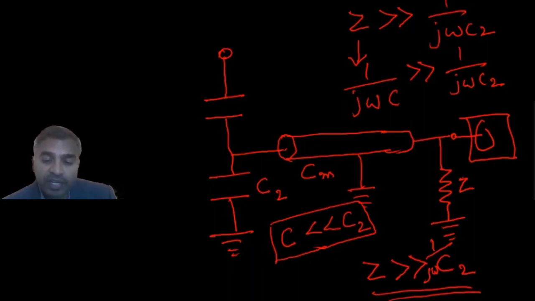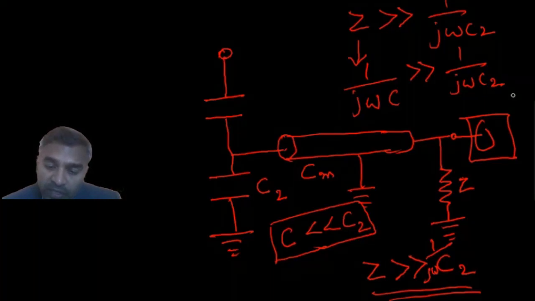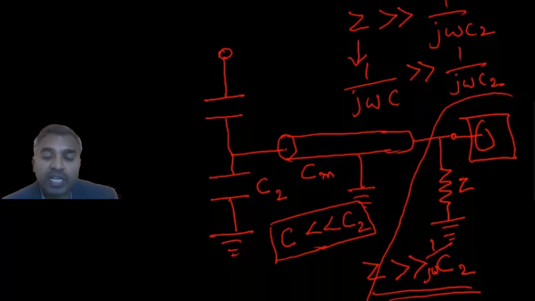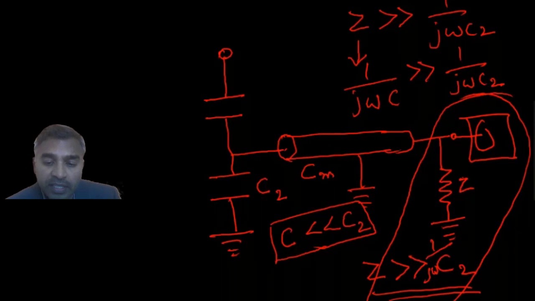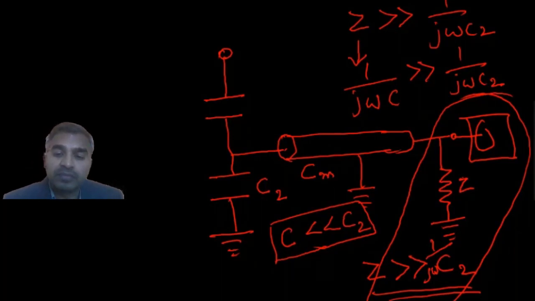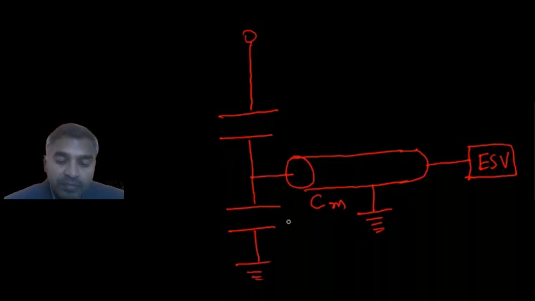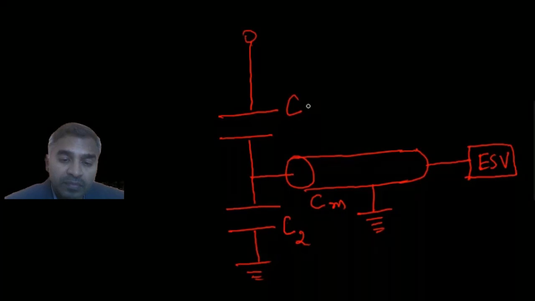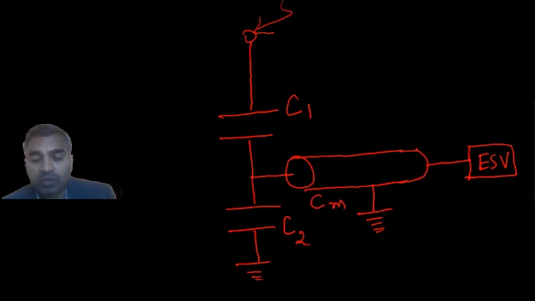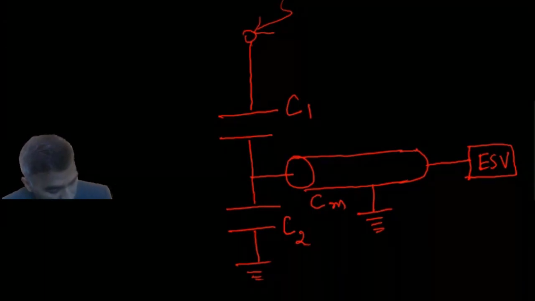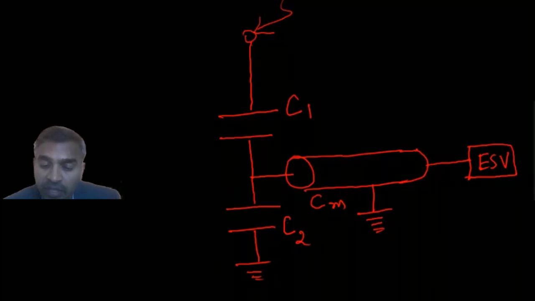So to avoid the loading effect, instead of connecting it to an oscilloscope like this, a low voltage electrostatic voltmeter is connected at this end. Why electrostatic voltmeter? Suddenly, why did I bring electrostatic voltmeter here? It has high input impedance, sir. Yeah, it has high input impedance.